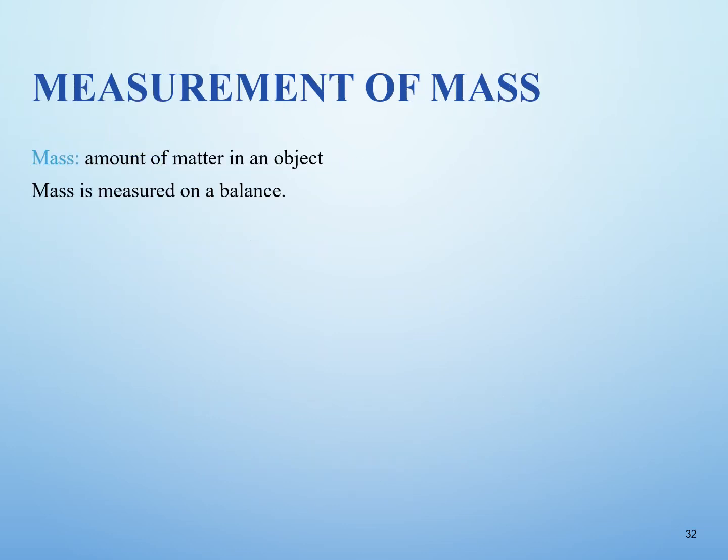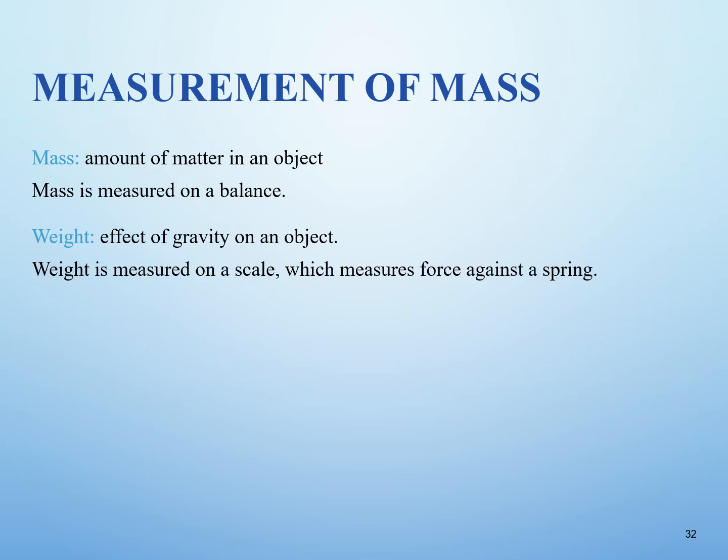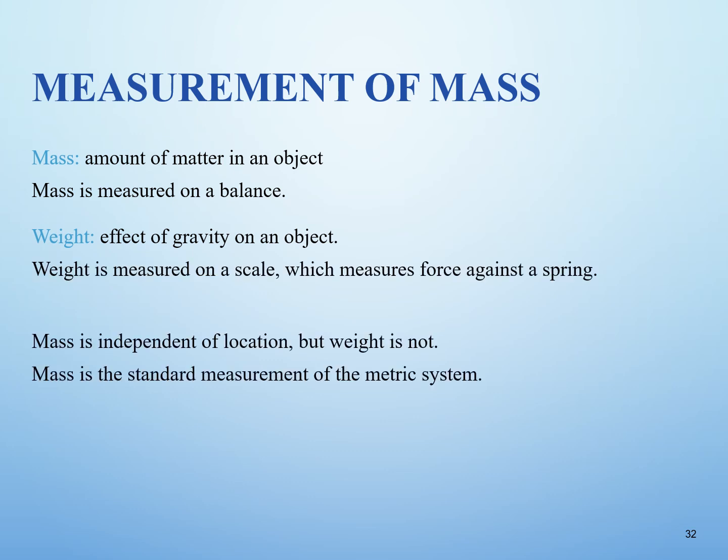So we want to talk about mass a little bit here, and a little bit of a difference between mass and weight. Mass is the amount of matter, so we measure it on a balance, and weight depends on gravity. But mass is independent of location, and weight is not, so we always use mass in our calculations, okay? Mass is a standard measurement of the metric system, and our unit is actually going to be the kilogram, the SI unit. But you'll see, depending on what we use, sometimes we use kilograms, sometimes grams, sometimes micrograms. It really depends on what we're weighing out.